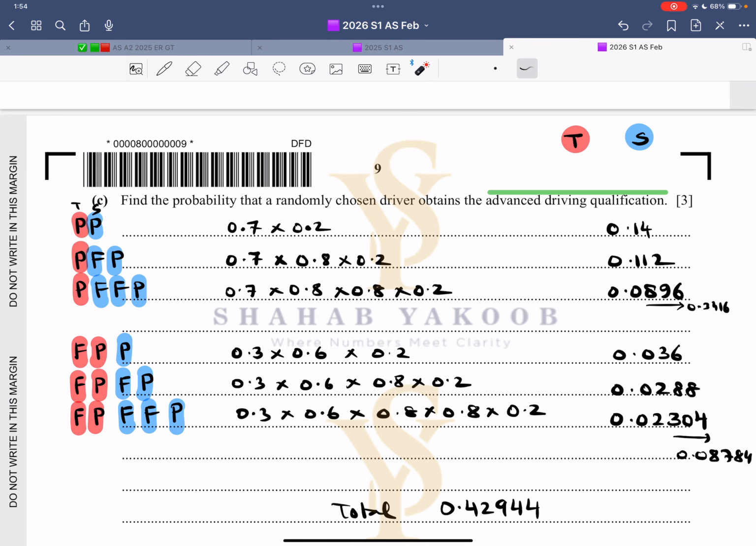Passing theory at the first attempt, passing skill at the first attempt, that is this probability. Passing theory at the first attempt, then failure at the skills test and passing on the second attempt. Passing, failing, failing, passing. Before I even read the other question, since this thing is common, I just had a feeling, let me get the total and write it on the sidelines. Then failing and passing the theory on the second attempt, with passing skills on the first attempt, failing, passing, and then failing, passing the skills, failing, passing, failing, failing, passing, and all these things are there.